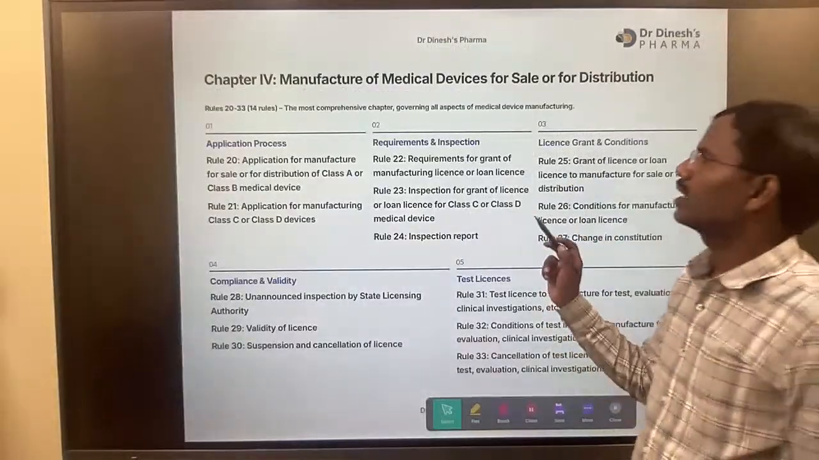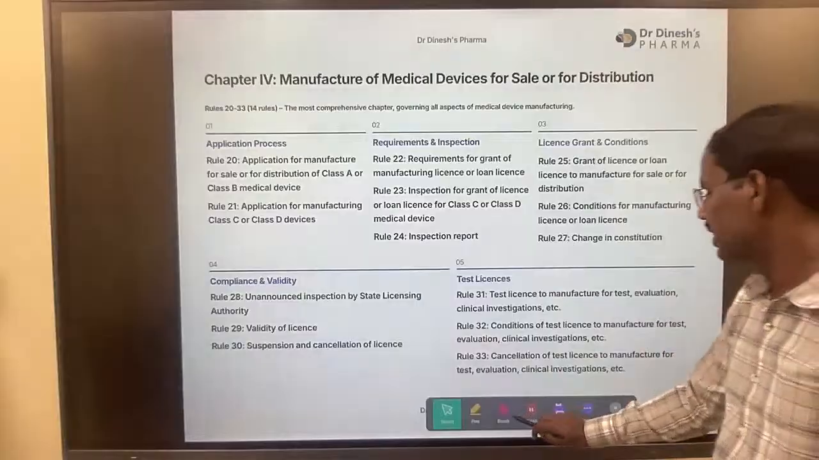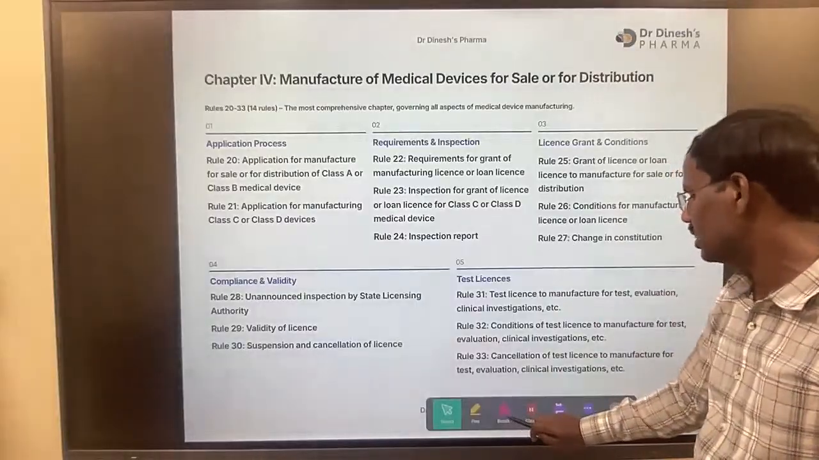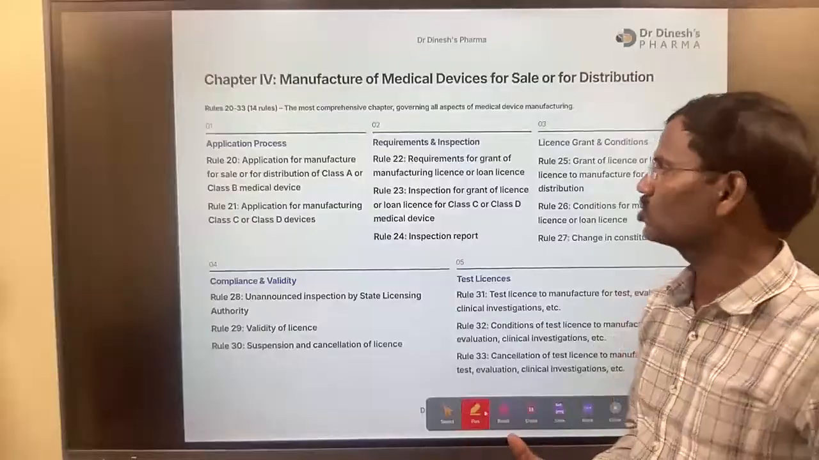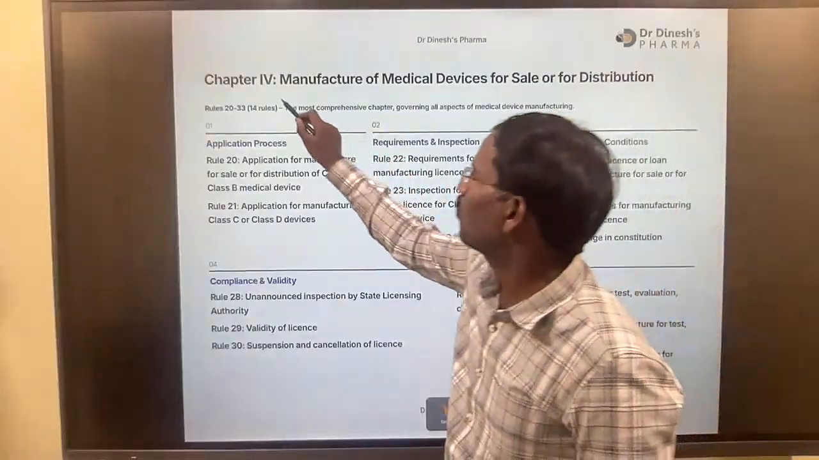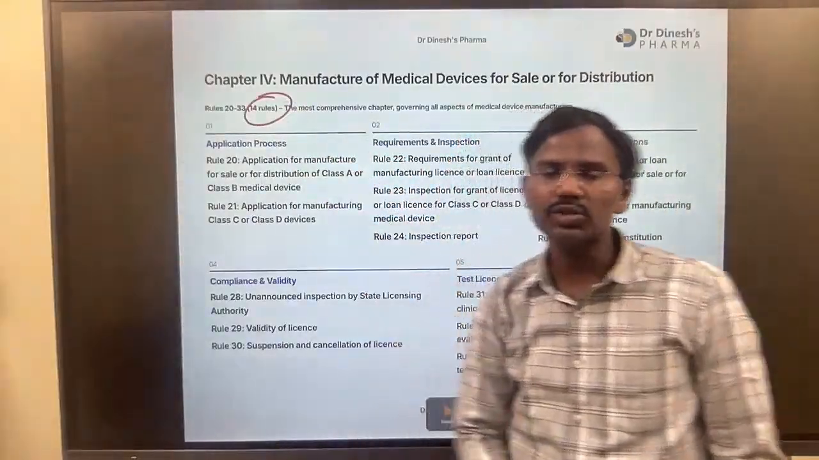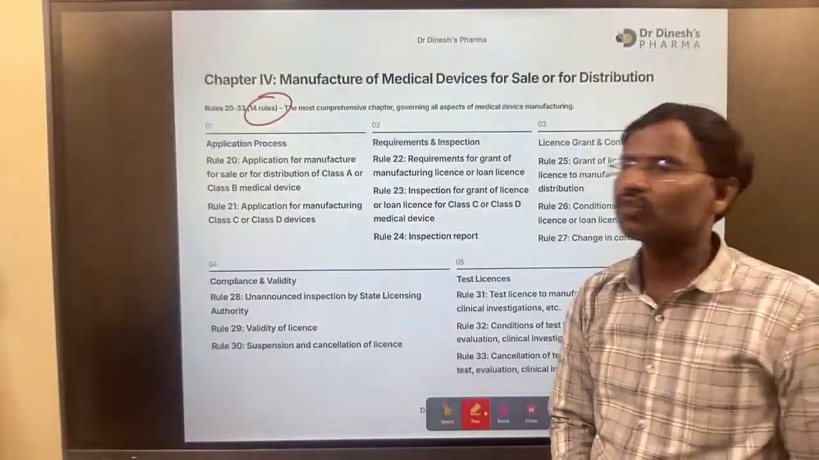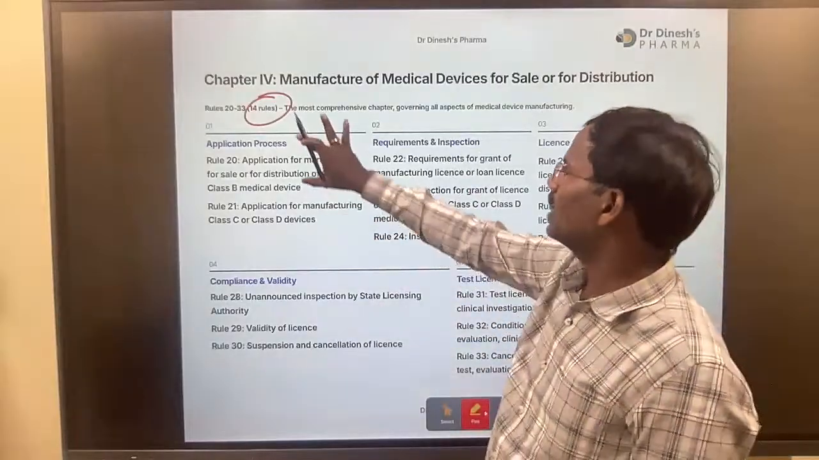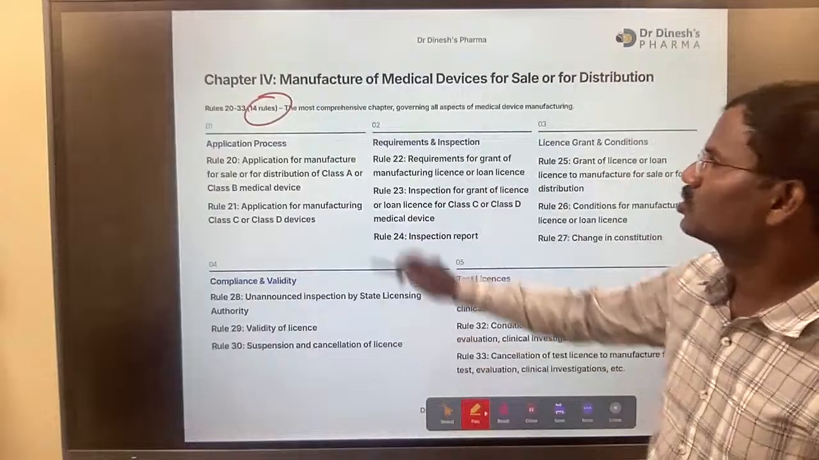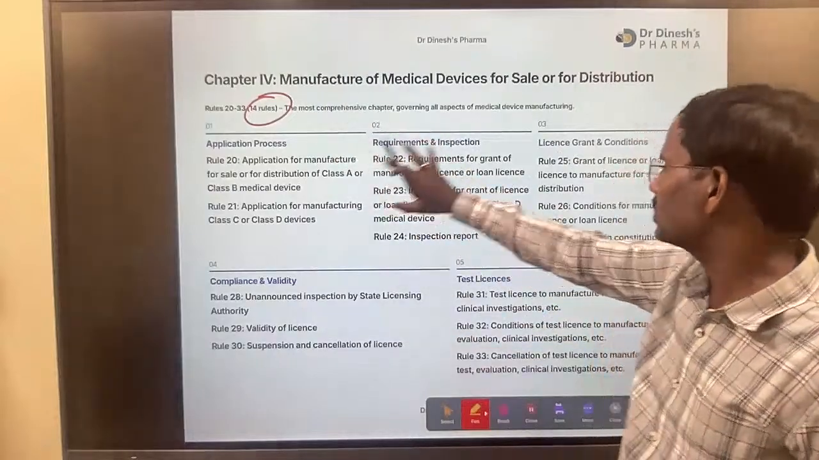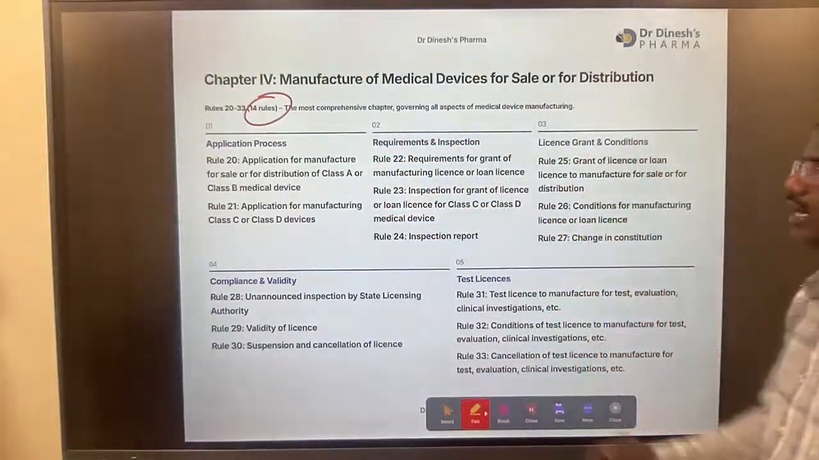Then coming to chapter 4. This is the biggest chapter in medical device rules, the largest chapter. It contains 14 rules, 20 to 33. These 14 rules are segregated into different categories.